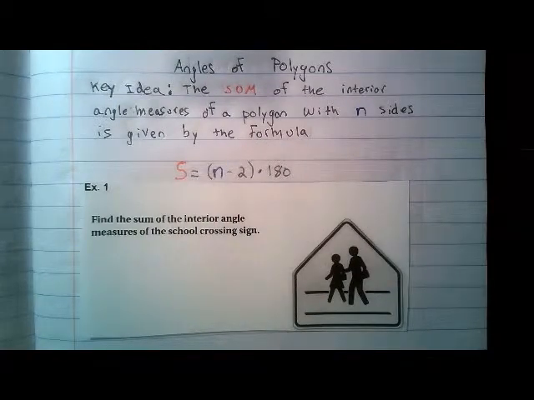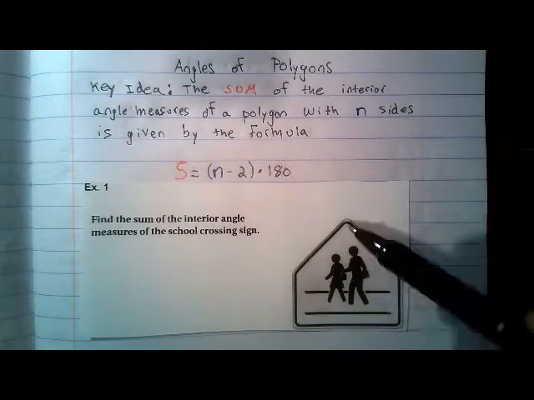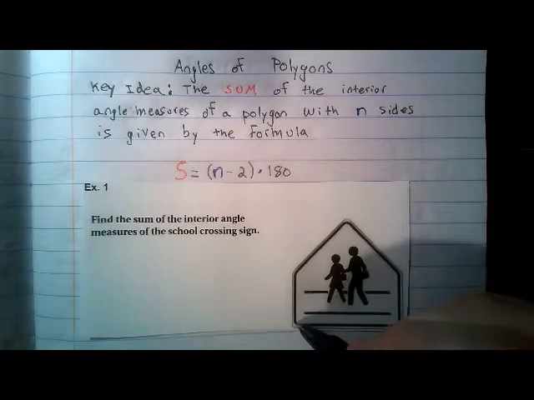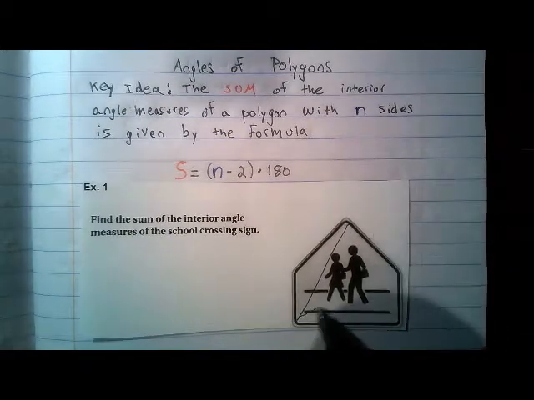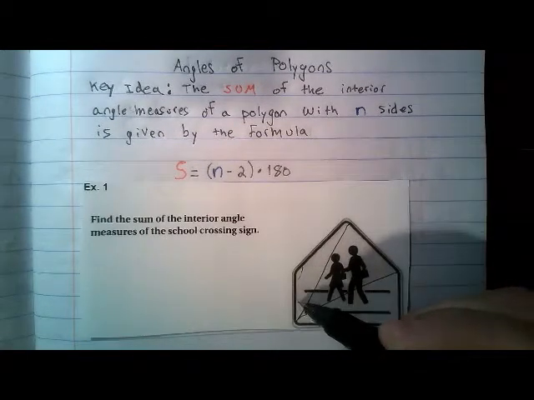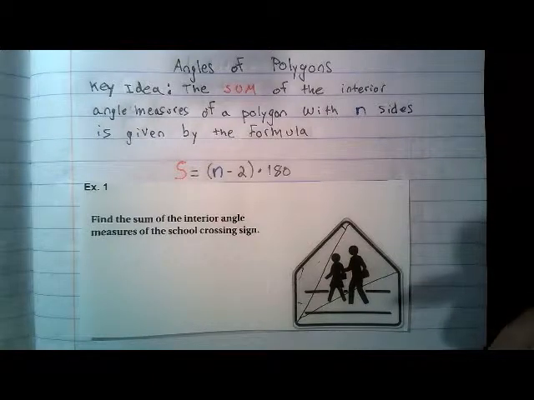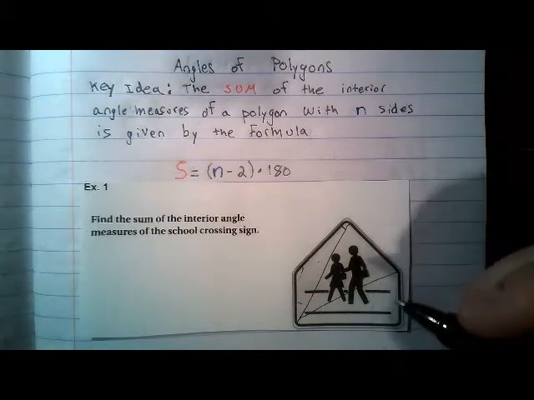So example 1 is a relatively simple example. We're going to find the sum of the interior angle measures of this school crossing sign. Now what you learned in the activities packet is that you can actually make triangles in this polygon. So here's a triangle, here's a triangle, so we've got 3 different triangles. Each triangle has 180 degrees in it, so we must do 3 times 180, and that would give us the sum of those angles. Now we can also do it with the formula.